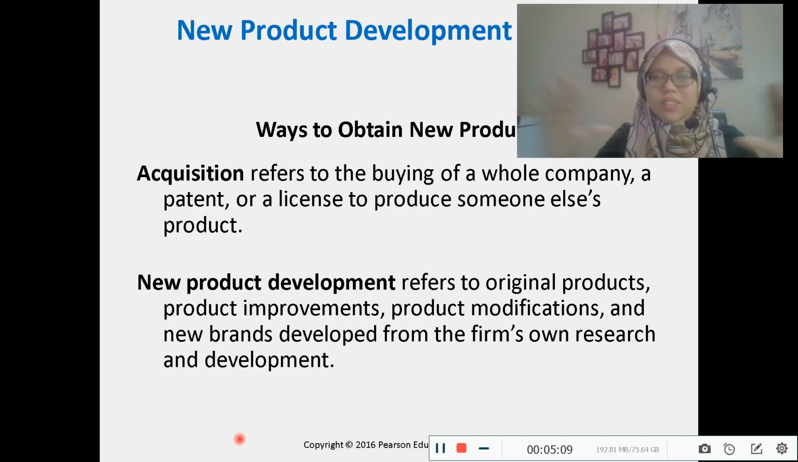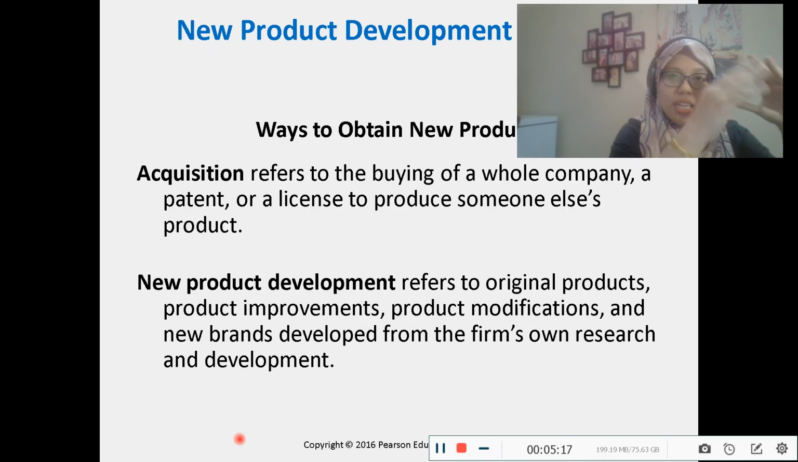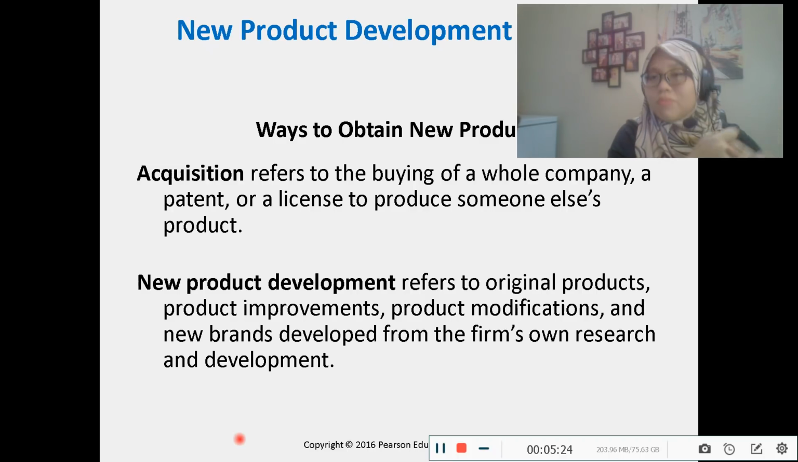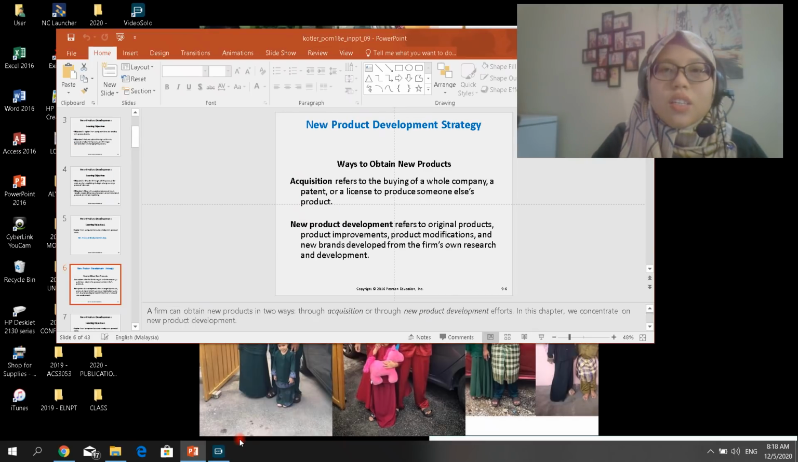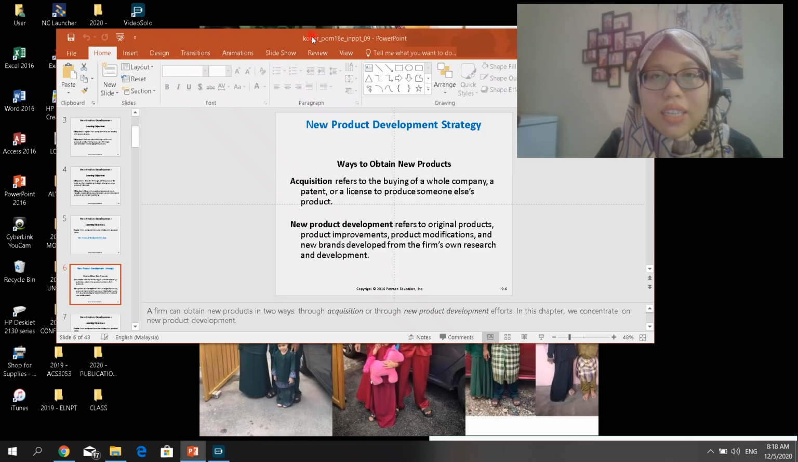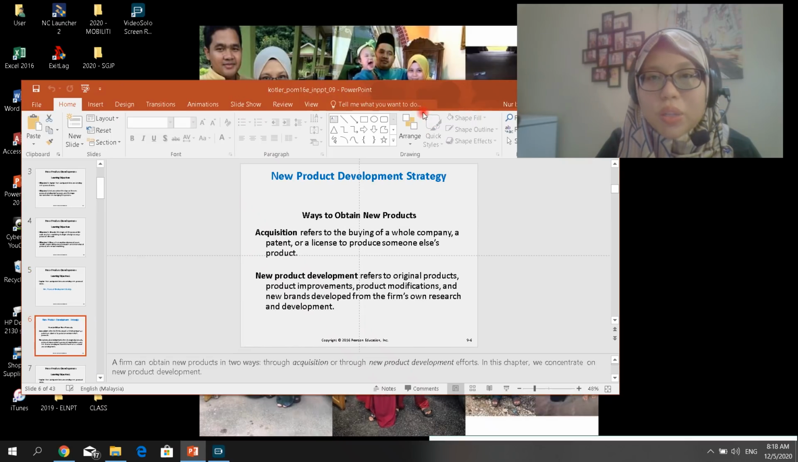So settle. The first important point in this chapter, the company can find and develop the new product by acquiring. Bila kita nak acquire, kita boleh beli syarikat, kita boleh beli license, kita boleh beli patent. Atau you can also have your own research and development in the organization. Yang kedua, the 8 processes in new product development.